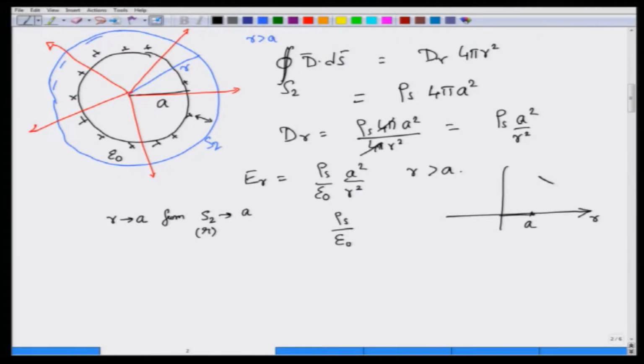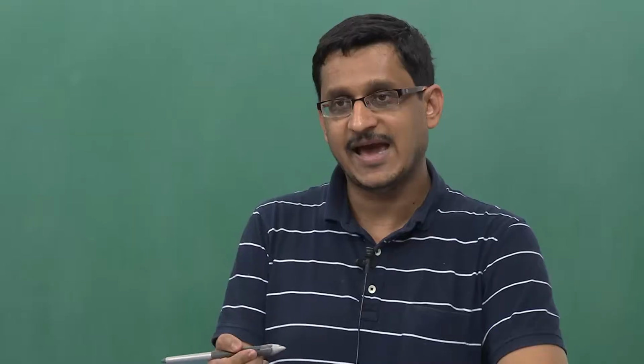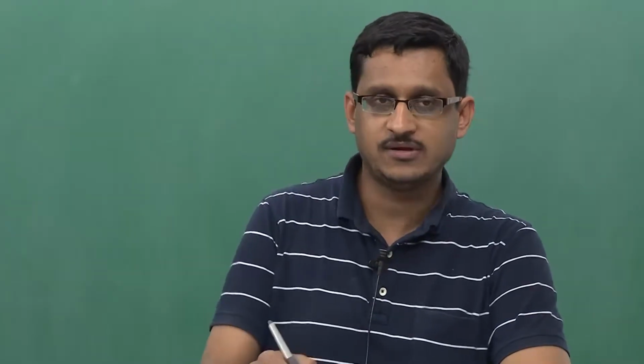At r equal to a, the field will be equal to rho s by epsilon 0, and then it starts to go away as 1 by r square. So, if you are very far away from the spherical shell, the field would essentially be 1 by r square, and the entire charge would look as though it is coming from the center of the spherical shell. It looks like the entire charge that was actually distributed on the surface is concentrated at the point at the center of the shell.